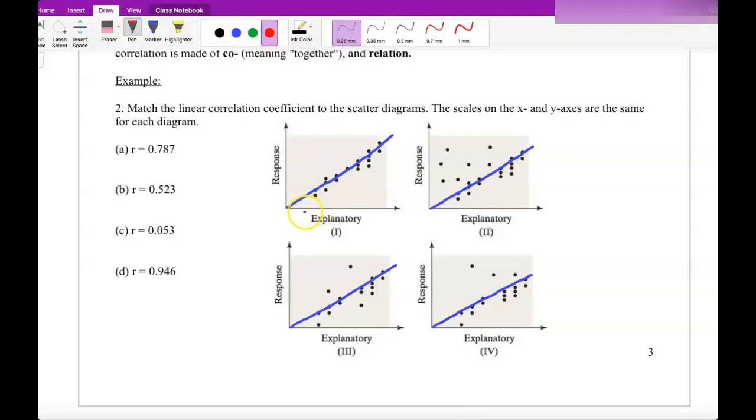Okay, now let's see what we have. So, the highest positive correlation, which one is it? Here on the first one, these points are very close. So the highest one belongs to this part. I'm going to choose this part D for this. So R is 0.946.